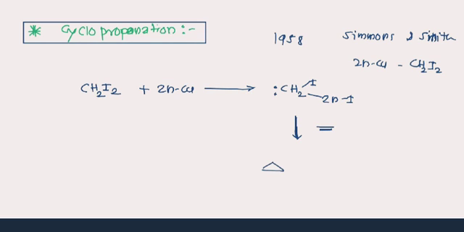The Simmons-Smith reaction has wide application. It is stereoselective, stereospecific, and regioselective; all the selectivities are there. Now, what is a zinc carbenoid? This is my diiodomethane, and I am going to react it with the zinc-copper.